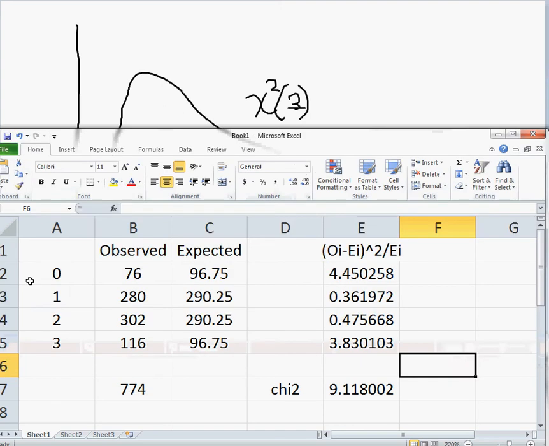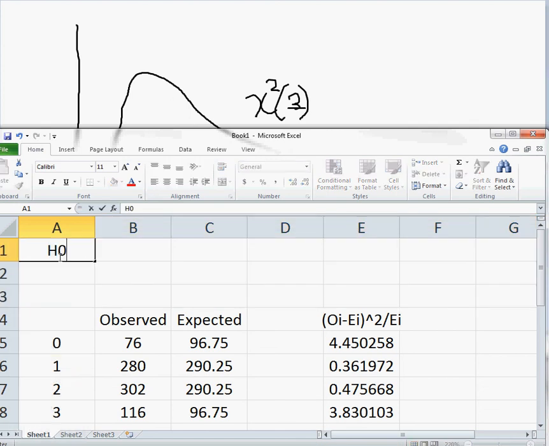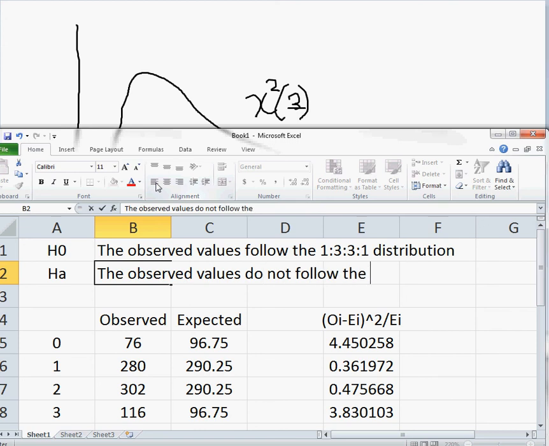So let's go ahead and type that in. Remember, don't forget to do this on the exam so you don't get docked. H naught, the null hypothesis, will simply be that the observed values follow the 1 to 3 to 3 to 1 distribution. The alternative hypothesis will simply be that the observed values do not follow the 1 to 3 to 3 to 1 distribution. So don't forget to write those down on the exam.